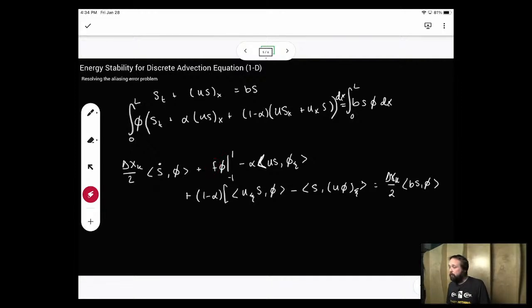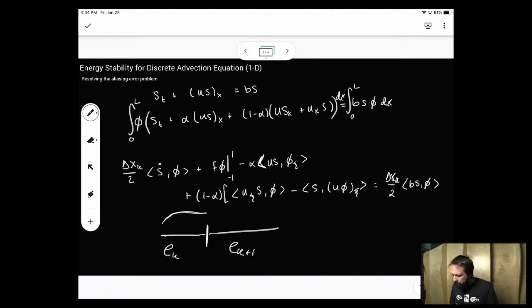Oh, right, the last one here is this flux. What we actually do is we replace that with an approximate flux, because of what happens at an element boundary. So over here is element k, over here is element k plus 1. The solution over here might look like this. So this is s_k, and then over here the solution might be s_{k+1}.